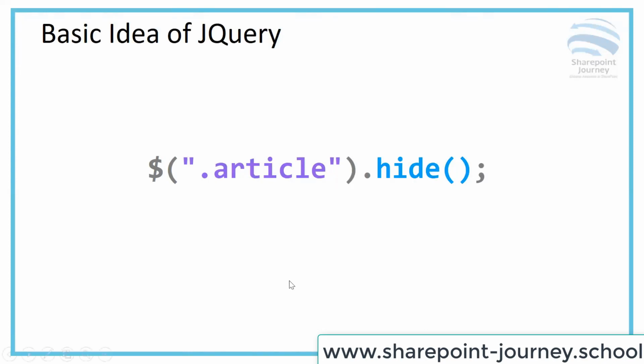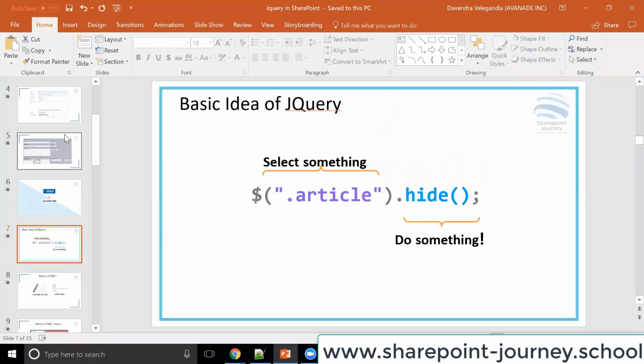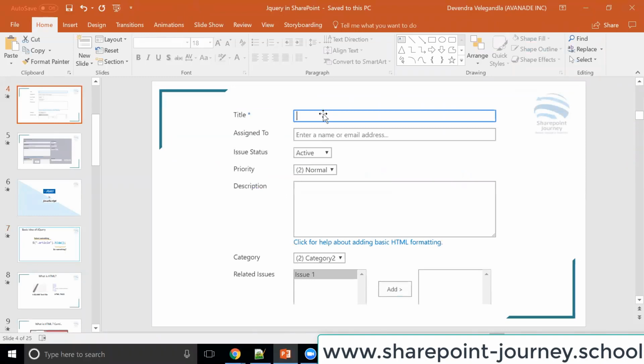The basic idea of jQuery is that you're going to select a particular element. Let's say you have a list form, the one that you have seen before. For example, let me go back here. So let's say this one. These are all different elements in your page. In order to understand what an element is, you should know the HTML part. I'll come back to that.